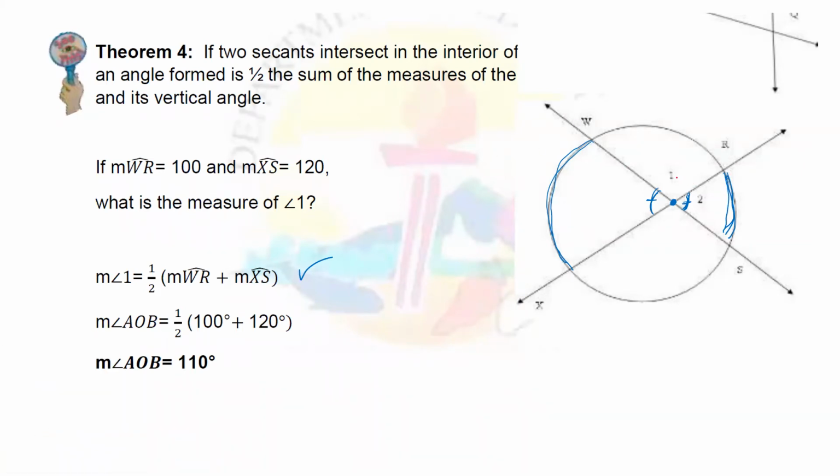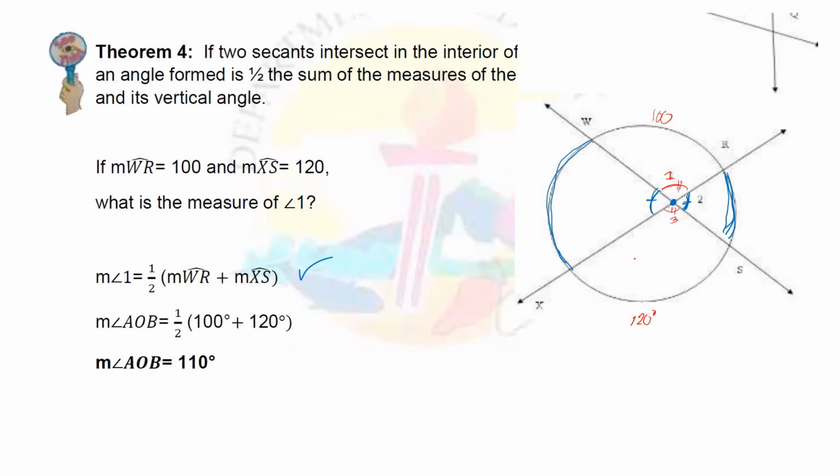What we are looking for is angle 1. Measure this. The given is WR is 100, XS is 120. Let's say this is angle 3. Angle 1 and angle 3 are vertical angles, so meaning they are congruent.